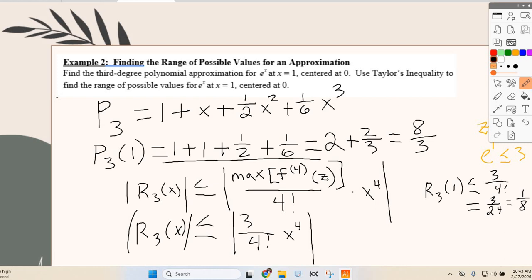Not technically done with my answer yet though. Yay. Because this would be my error bound. But they actually ask us for the range of values, which means that I just need to take that bound now. And we know that my interval, so on the one side, we would take our approximation, which is 8/3. Yes. And I'm going to add my 1/8. And then on the other side, I would subtract my 1/8. And that would be my interval.